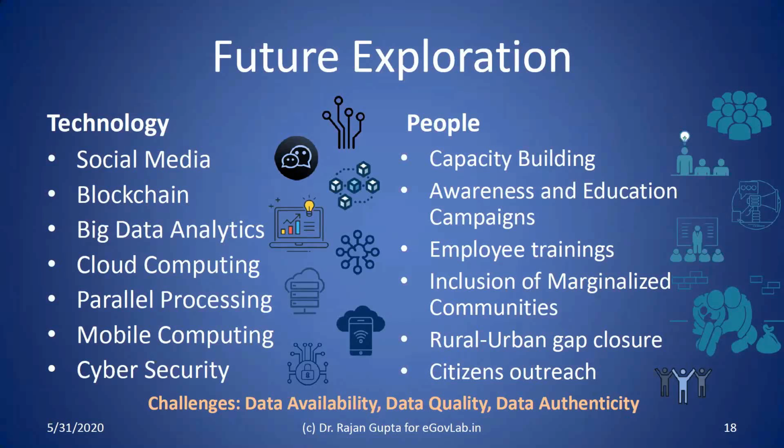And those who want to work on the people side can work on capacity building, awareness and education campaigns, and employee trainings. You can work on inclusion of marginalized communities who don't have access to government services through digital means. You can try to work on closing the gaps between rural and urban areas. You can work on citizen outreach.